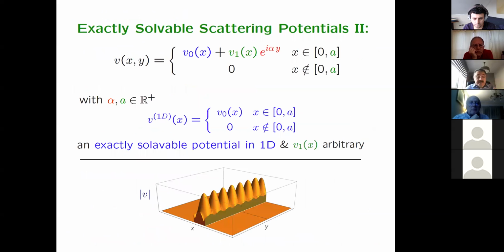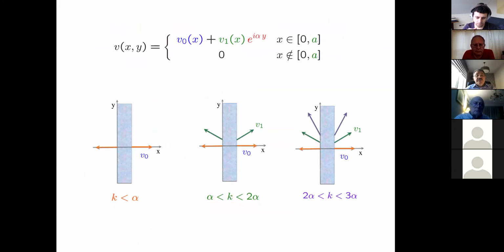Another example, which is very interesting, is the following. Suppose you have a potential which vanishes when x is outside 0 and a. This is a kind of a slab, a grating. And inside this interval, it has this form. This V0 of x is some potential for which you know the solution in 1 dimension. And V1 of x is an arbitrary complex scattering potential. The y dependence has this periodic form. And for this also, we could solve the scattering problem in a complete exact form. And the solution is very interesting.